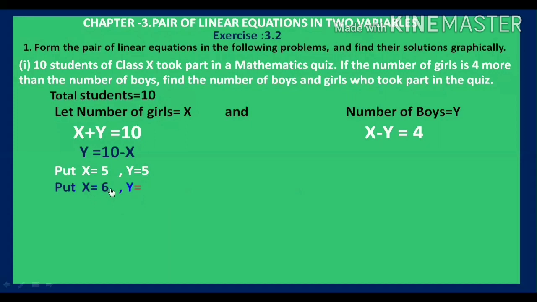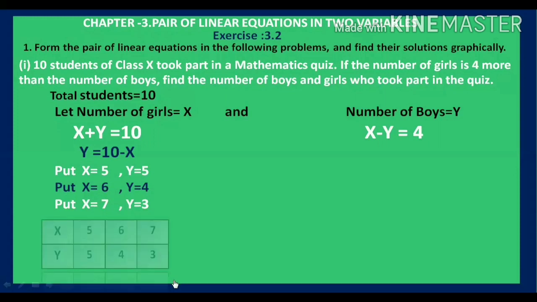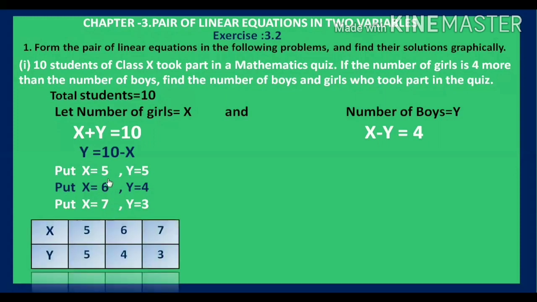Let's put x equals 6, then y equals 4, that is 10 minus 6. And one more value, since at least 3 points are needed whenever you draw the graph: x equals 7, y equals 3. You must take 3 points. You can draw a line by taking 2 points, but 3 is necessary. So we put these points in the table: 5, 5; 6, 4; 7, 3. These are the solutions for the first equation.